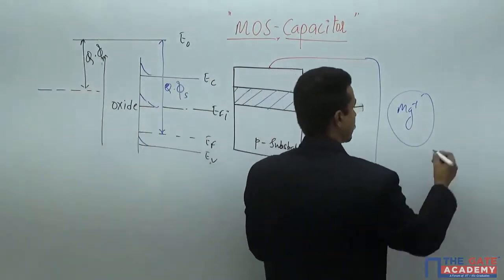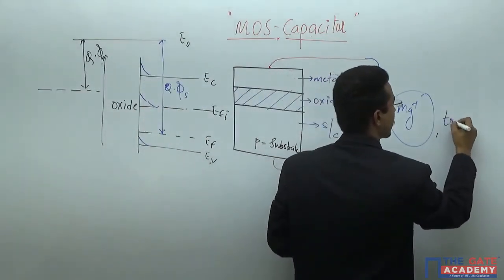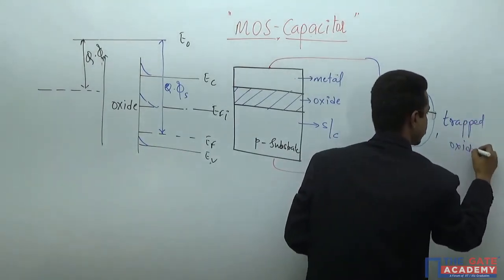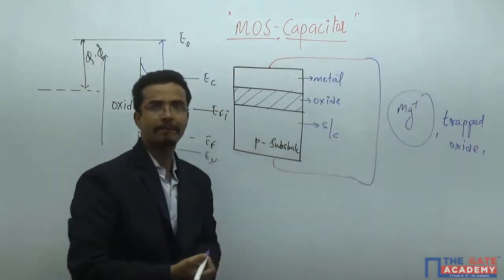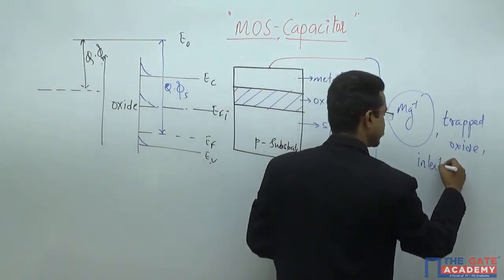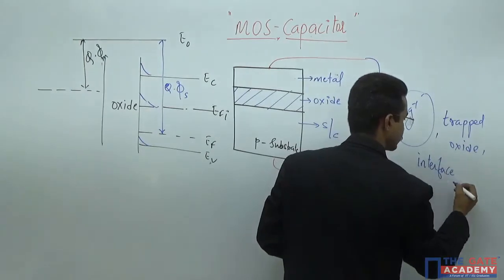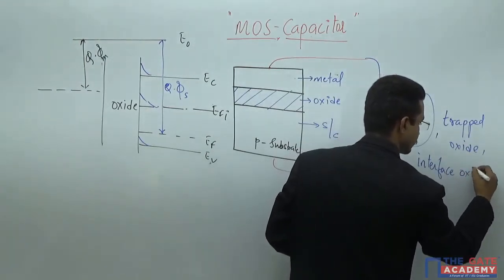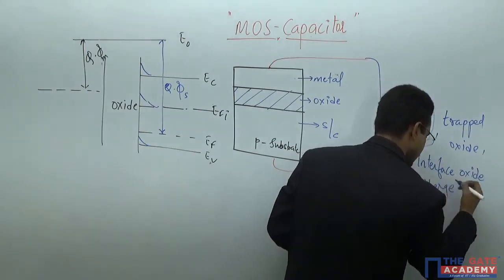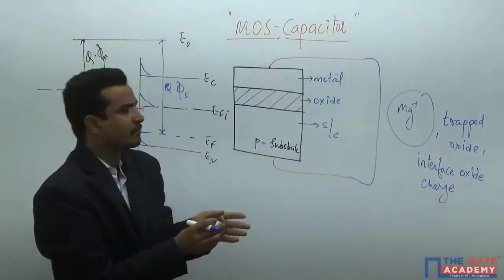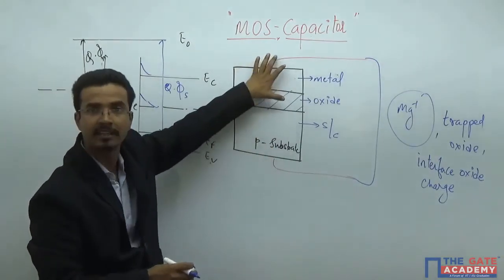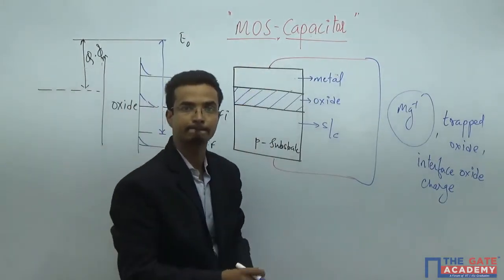Apart from this, trapped oxide charge, interface oxide charge, and various non-idealities will also come into the picture, which will affect the performance of this device, and which we will take one by one.